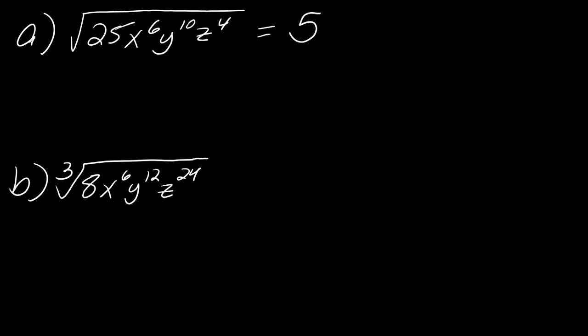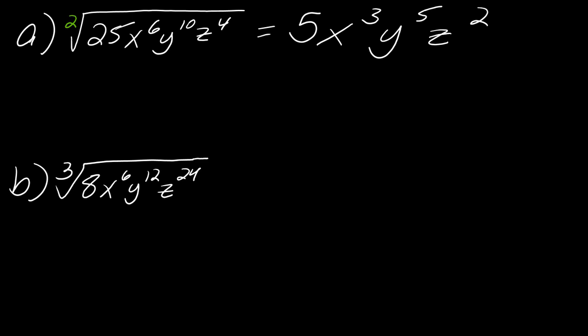So what do you do with these exponents here? Well, you divide them by whatever radical you have. So in this case, remember, there is an invisible number 2 here. So what you're going to do is you're going to divide each one of these exponents just by 2. That's it. So if I take 6 divided by 2, that would be 3. If I take 10 divided by 2, that'd be 5. And then 4 divided by 2 is 2. And so this would be your answer. 5x cubed y to the 5th z squared.